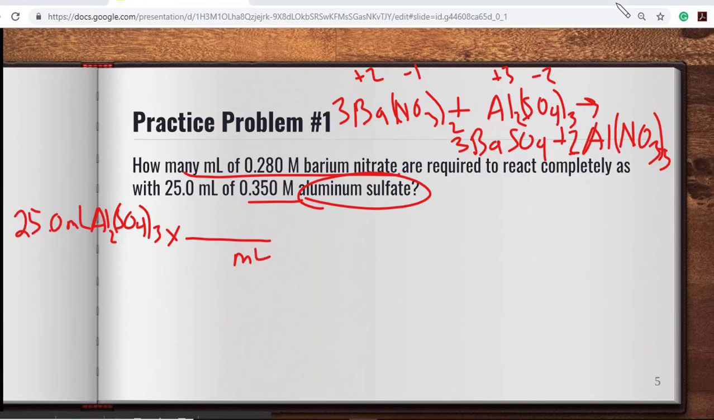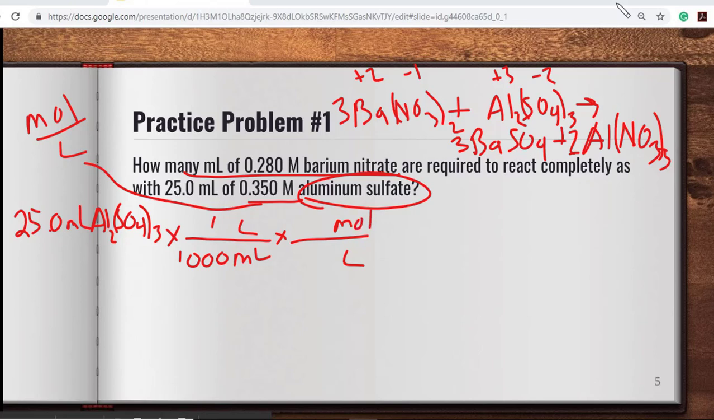Milliliters on the bottom, the next step. Only thing I knowingly convert milliliters to is liters. Okay, there's 1,000 milliliters in a liter. Okay, so now we got liters. Remember that molarity is moles per liter, right? So I can use that as a conversion factor for aluminum sulfate. Moles per liter, so in this instance it's 0.350 moles for every 1 liter. Okay? Now I've got moles of aluminum sulfate on the bottom.